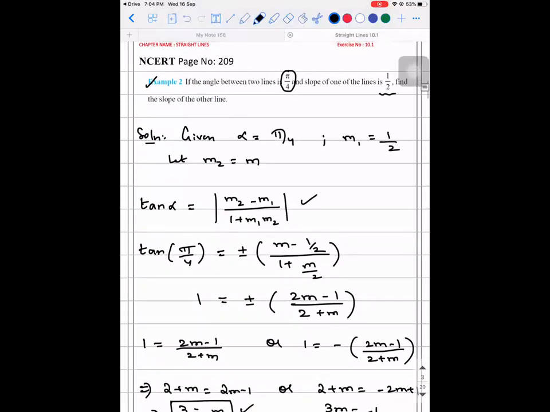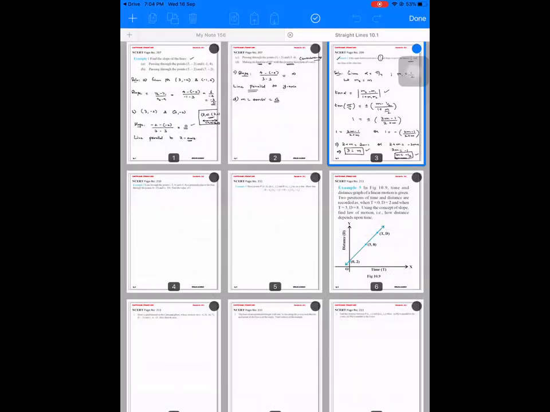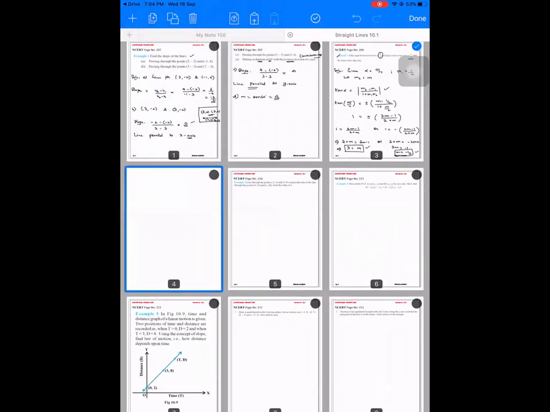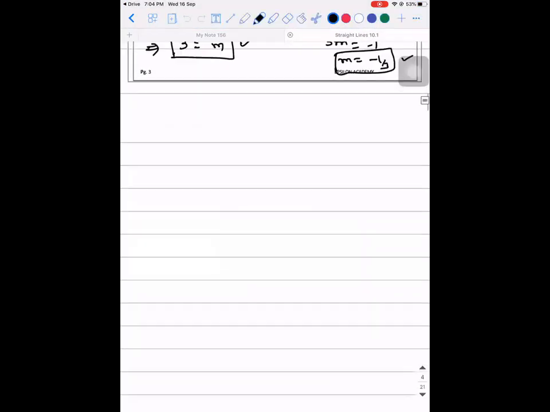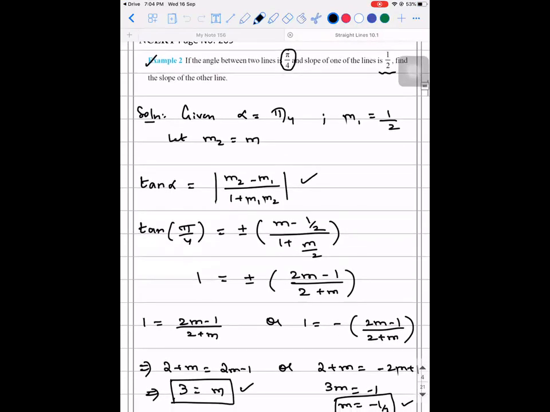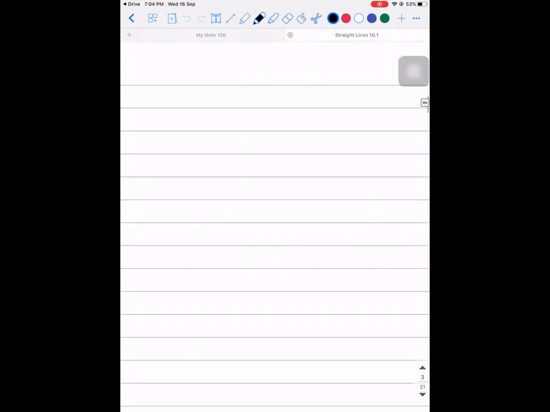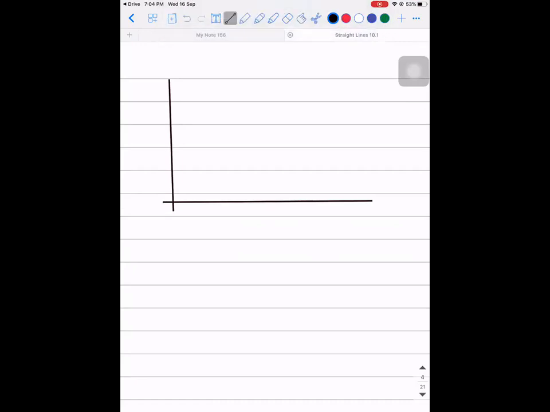See, if I try to show you diagrammatically, please understand. I'll show you what is the actual meaning of this question. If the angle between two lines is pi by 4 and slope of one of the lines is 1 by 2, find the slope of the other line. So what is the slope given for one line? One of the lines definitely has a slope of 1 by 2.